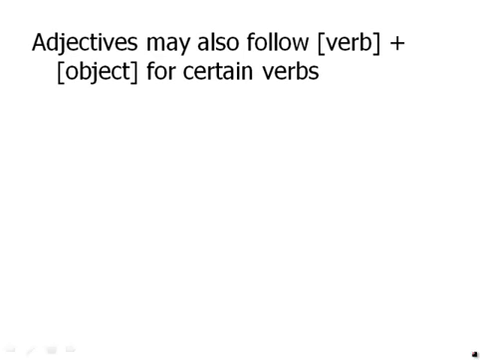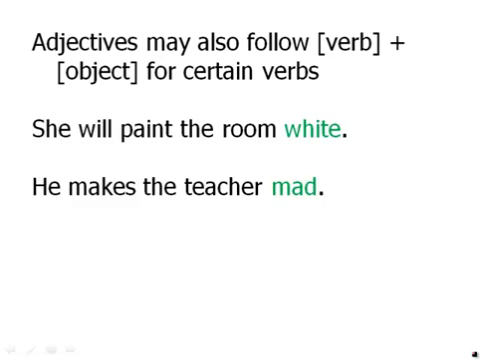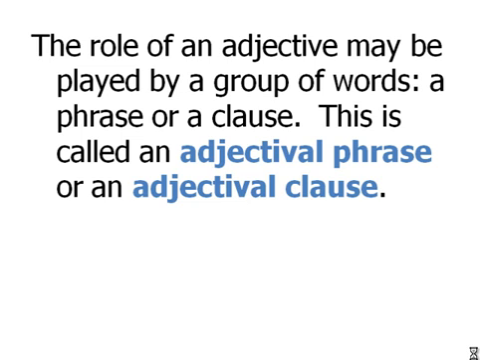Adjectives may also follow verb plus object for certain verbs. So things like, she will paint the room white. He makes the teacher mad. So this is actually a totally correct, valid grammatical form. You are not likely to see this on the GMAT sentence correction. But just so you know, this is perfectly correct. It is much more common in colloquial speech.